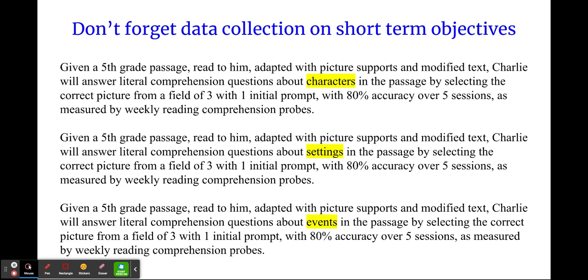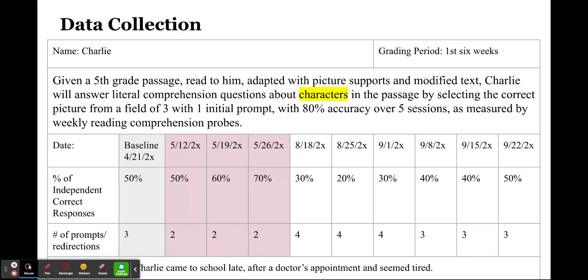We also want to think about the short-term objectives. How are we going to collect data on those? It's important here to remember that the data that we report for the progress report is on the overall goal, but that doesn't mean that we're not taking data on the short-term objectives because it can give us information that we might need later.